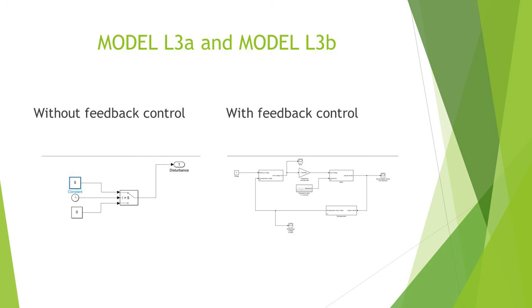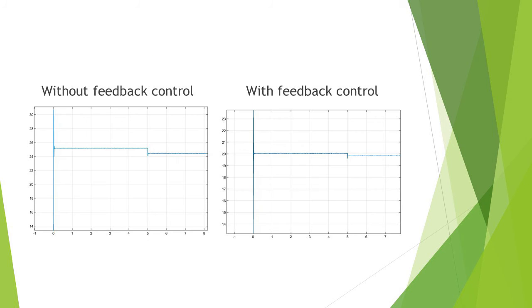This is model L3A, which is the plant response without feedback control when subjected to a disturbance at t more than or equal to 5 seconds, where model L3B is with feedback control. After inserting the input voltage into both models, we can see that the response experiences a jump at t equal to 5 seconds, which is affected by the disturbance. By comparing the response in model L3A and L3B, we can see that the effect of disturbance is much smaller in model L3B.